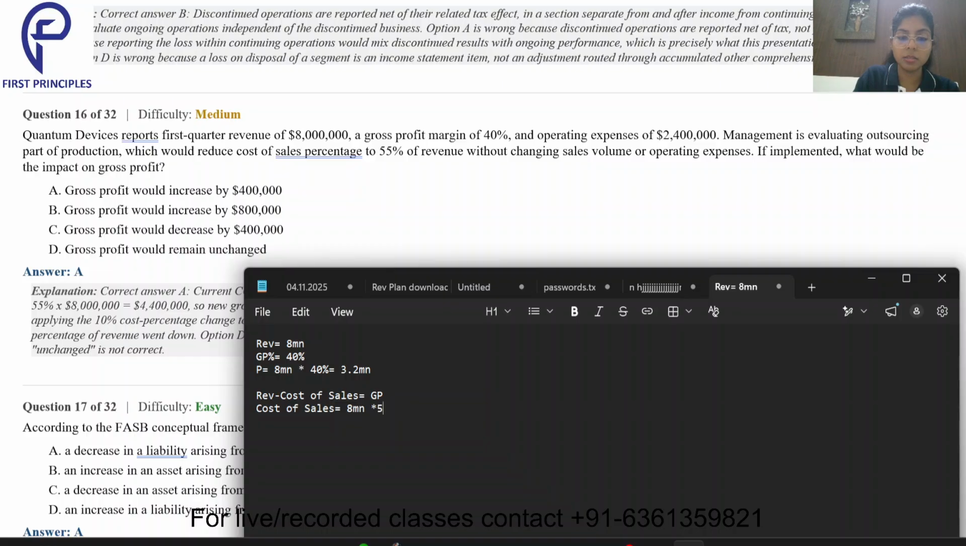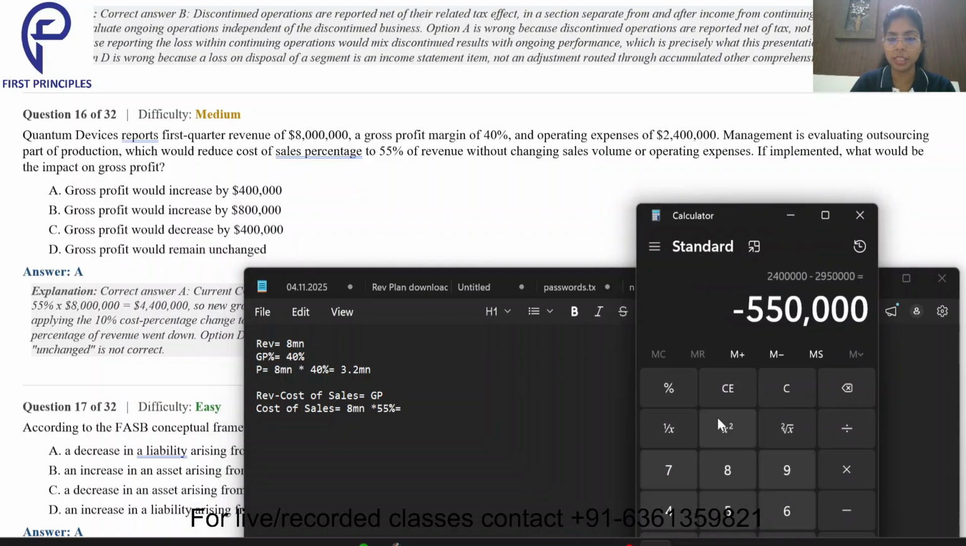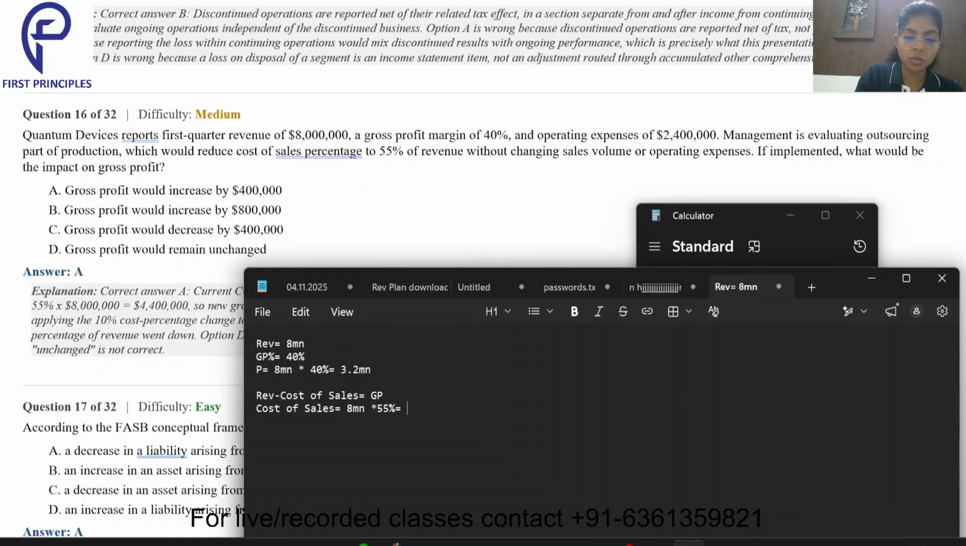8 million into 55%. So how much should it be? Let me do the calculation. I think it should be 4.4 million, but again I'll just double check. 2 3 4 5 6 into 55%, it is 4.4 million. So this is 4.4 million. And what is my profit? My profit is 8 minus 4.4.